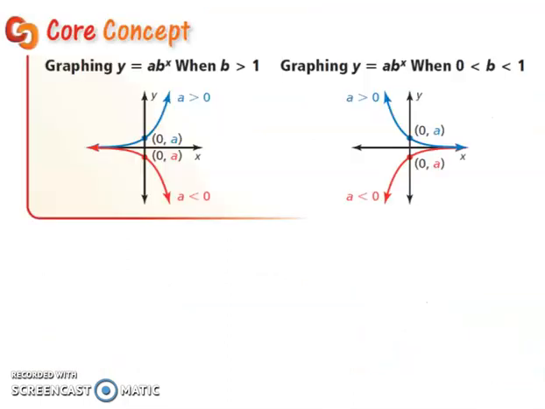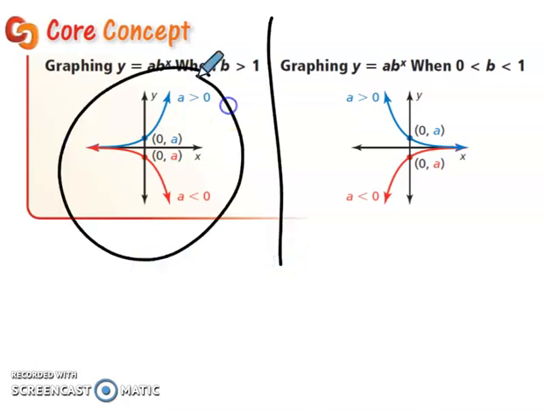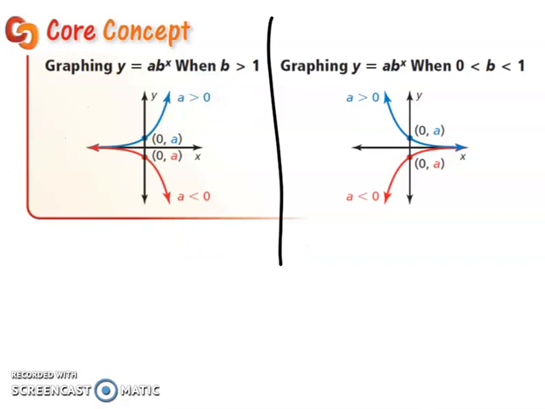So here's another core concept for you. When we're graphing, we have technically 4 instances. Over on the left-hand side, when b is greater than 1, we have 2 possible graphs. The blue graph shows when a is greater than 0. Notice how you start out close to the x-axis when our x values are negative, and then once our x values get positive, boom, we just go and increase at the exponential rate.